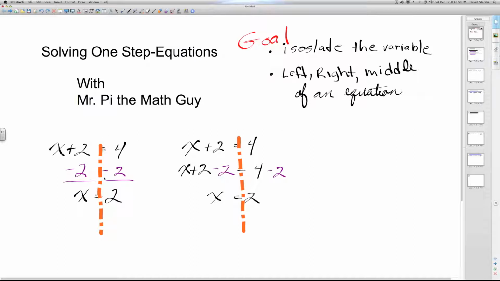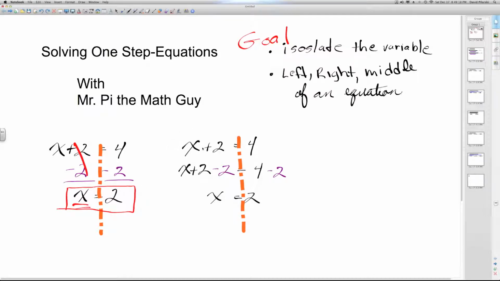And you can see here I used a dashed orange line to indicate the middle of the equation, or the equal sign. Now on the left hand side, the plus 2 and the minus 2, they will cancel out. They become 0. So we've isolated the variable x. On the right hand side, we do the calculation 4 take away 2 to get 2. So after we isolate the variable in this problem, the solution is x is equal to 2.